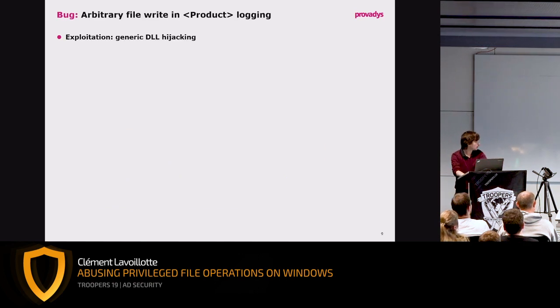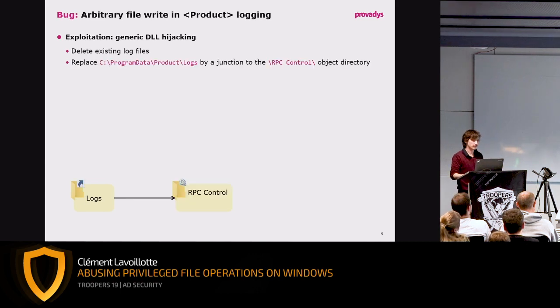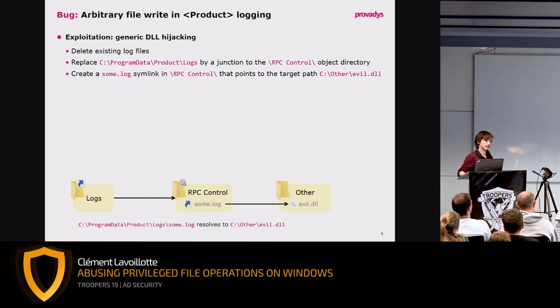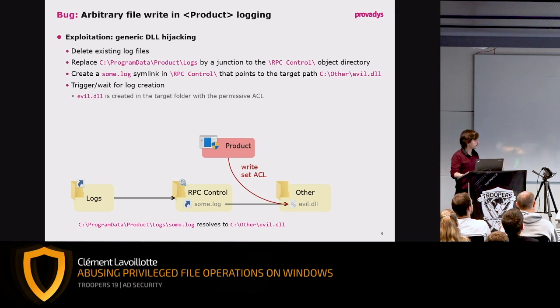To do a more generic DLL hijacking, we can do basically the same thing, except that we replace the logs folder, we turn it into a junction to an object directory in which we create a symbolic link with the same name as the file the process is going to create that points to the file we want to create. And here we can also have an arbitrary file name. Then the product will follow these redirections and create our file, and again set a permissive ACL so that we can override the content of the file.